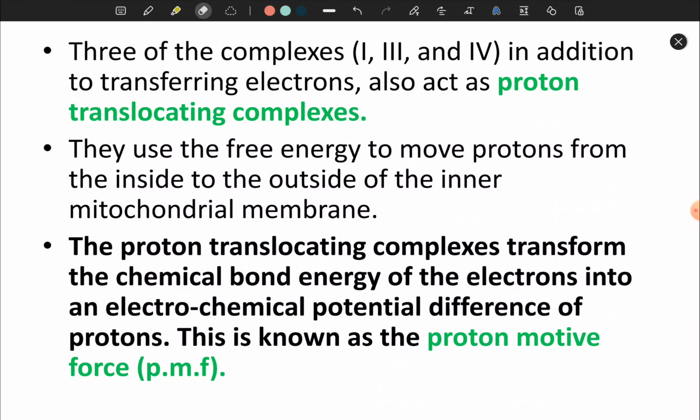Now the proton translocating complexes transform the chemical bond energy of electrons into electrochemical potential differences of protons, called proton motive force. Put a big X on this paragraph. I don't need you to remember, okay?